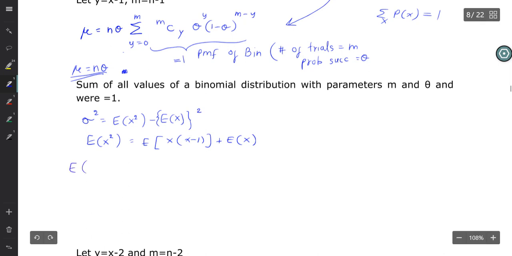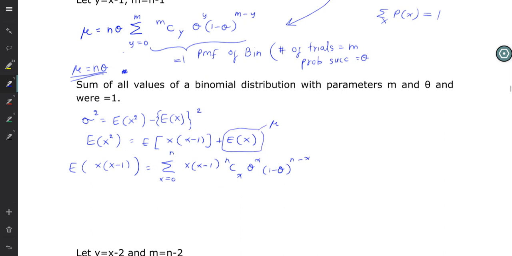The expected value of x times x minus 1 is what? Sum, x goes from 0 to n, x times x minus 1, n choose x, theta to x, 1 minus theta to n minus x. E of x we have already found. So we'll forget about it for a while and come back to it later. But we'll look at this expression, the expected value of x times x minus 1.